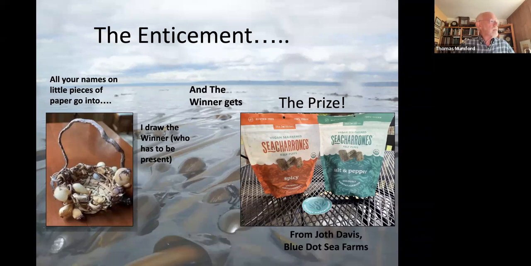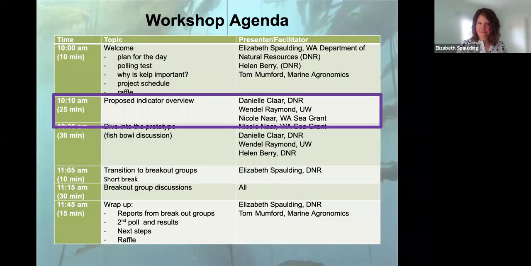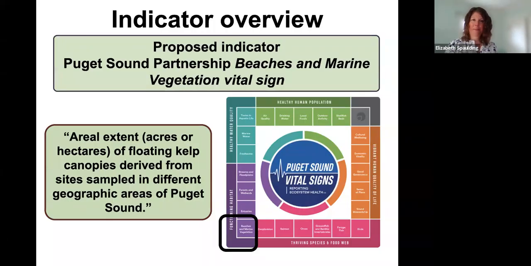So at this point, let's pass this over to the discussion about the proposed indicator, and just an overview by Danielle and Wendell and Nicole. So we'll take it from there.